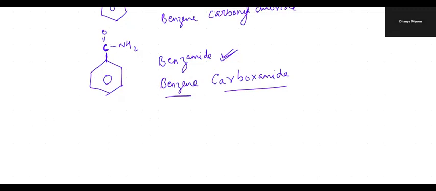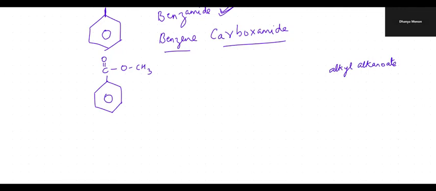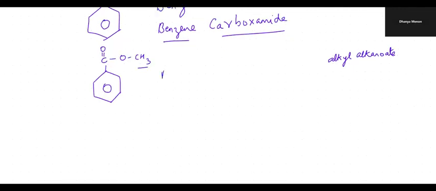The next compound is ester, COO, ester, and it is alkyl alkanoate. So we write the ester as alkyl alkanoate in the IUPAC name. So here the alkyl group is nothing but methyl. So methyl benzoate.